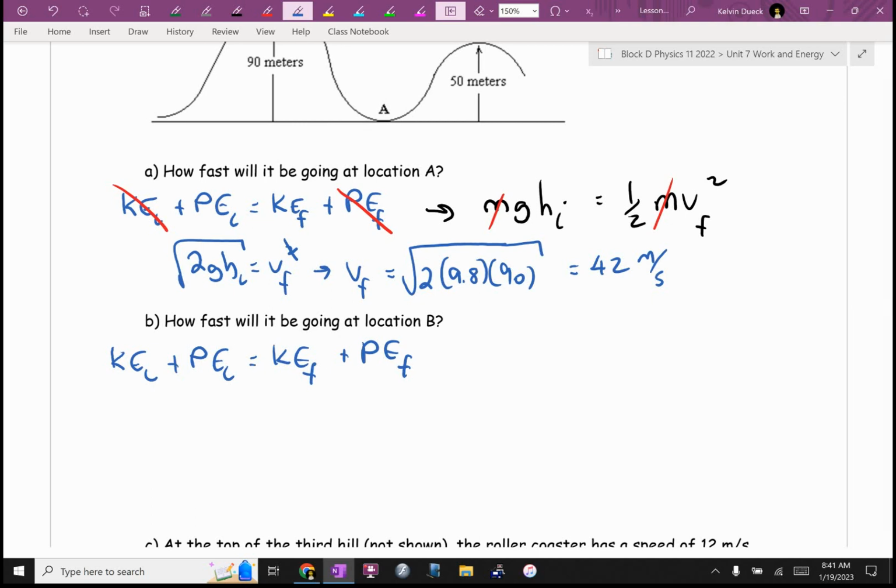Are any of these zero? We're still starting out at rest. But we're never on the ground. Okay. It's going to be mgh initial equals a half mv final squared plus mgh final.